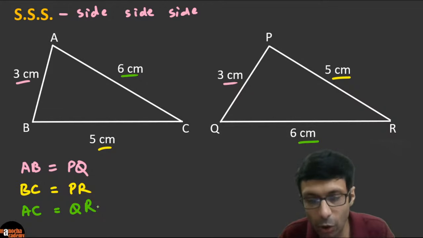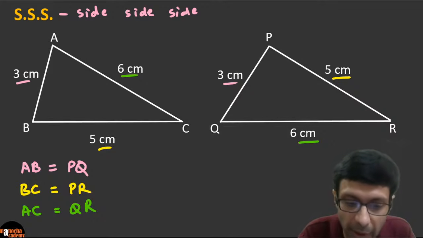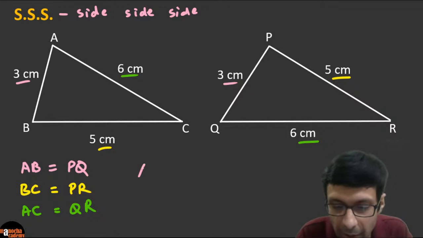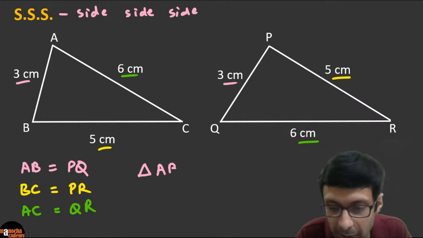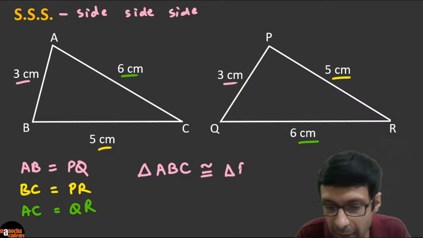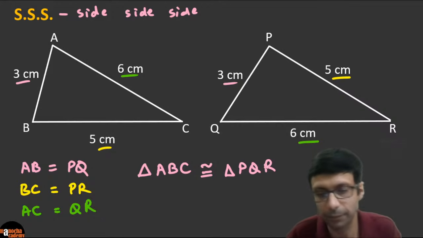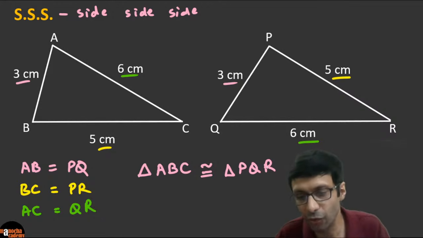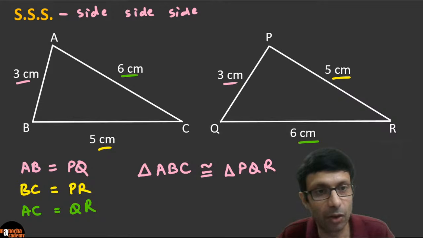But you cannot randomly write. Be careful here, guys. This is very important. Can I say triangle ABC is congruent to triangle PQR? Can I write it like that? Is there any problem in this, guys? Please take a look carefully. Can I say triangle ABC is congruent to triangle PQR?